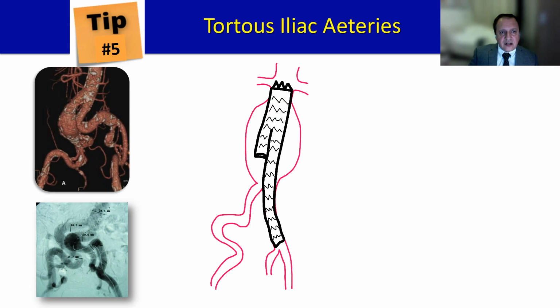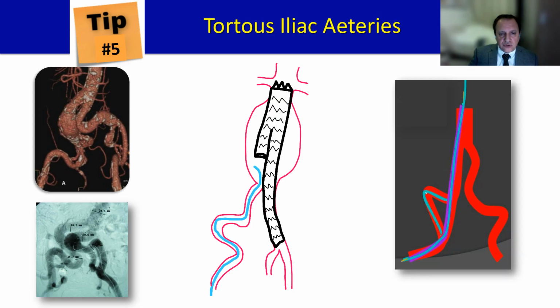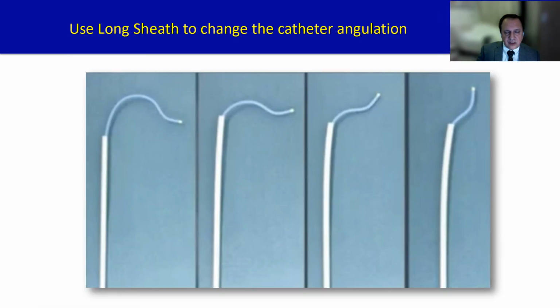If you have a tortuous iliac artery, it becomes very difficult to cannulate the contralateral limb, so the best way is to put in a long sheath to straighten it up, and then it becomes very easy to cannulate the contralateral limb. There are some tricks to using a long sheath, which will help you change the tip of the catheter, and this way you can have the same catheter with multiple angulations. You don't have to use multiple catheters to cannulate the contralateral limb.